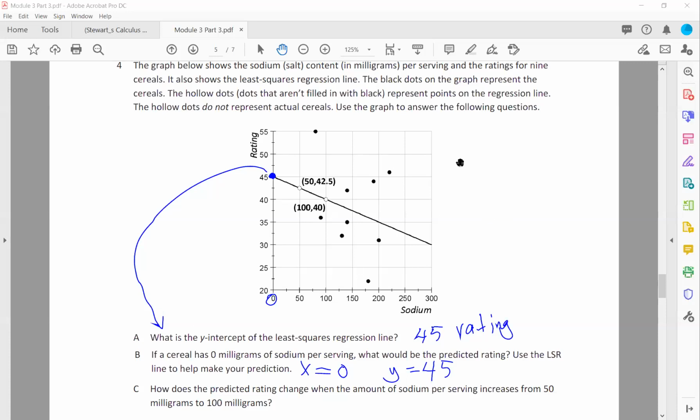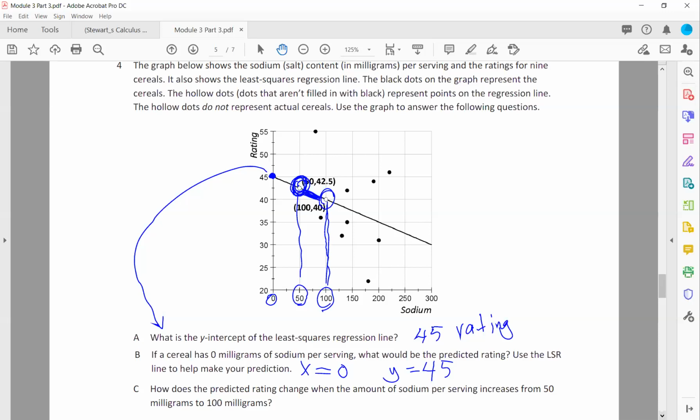Here we are. We were answering: how does the predicted rating change when the amount of sodium per serving increases from 50 milligrams to 100 milligrams? So what do you have here? You had 50. If you go up, it matches this point on the line, and x increases to 100. So what is your y value? It is just here. By looking at the graph, you say, hey, this is a decreasing graph.